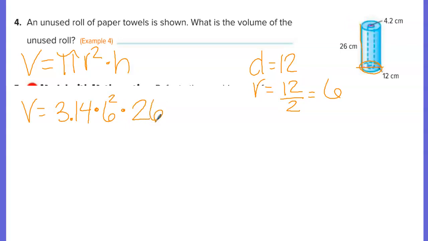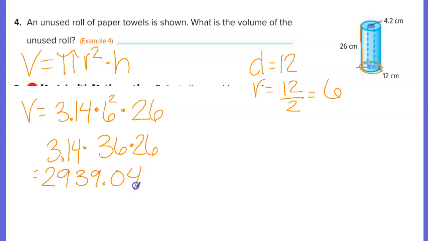So then I would do order of operations to solve. So 6 squared is 36 times 26 times 3.14. I'm going to do that all in one step. And I got 2,939 and 400 centimeters cubed.